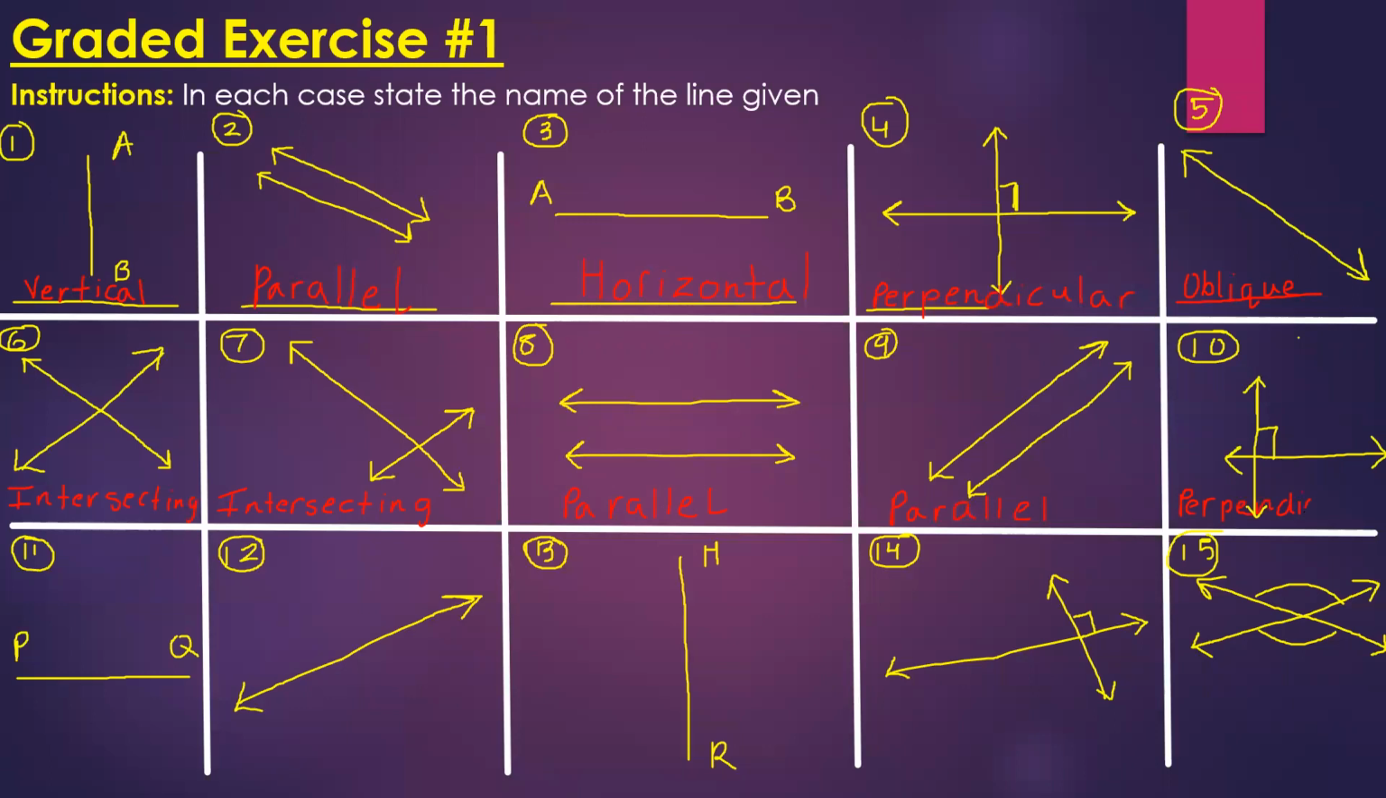If you get it right, you can tick it. If you got it wrong, please make the correction. And then number 11. I want Olivia. What's your answer for number 11? Horizontal line. Very good, horizontal. So number 11 is horizontal.